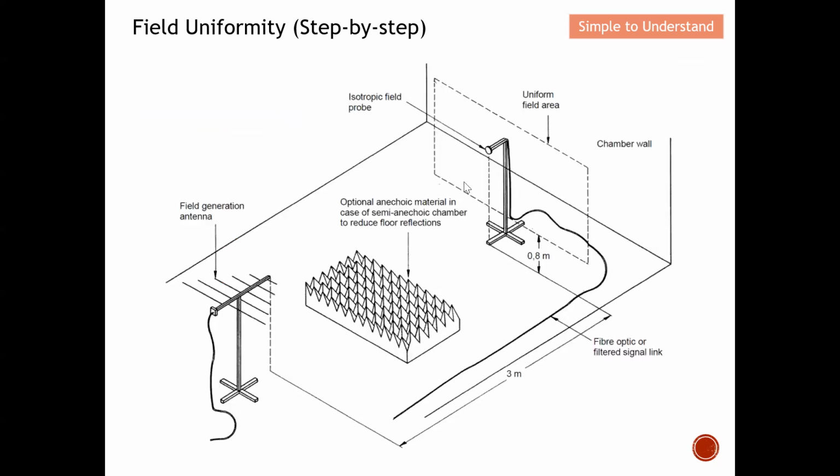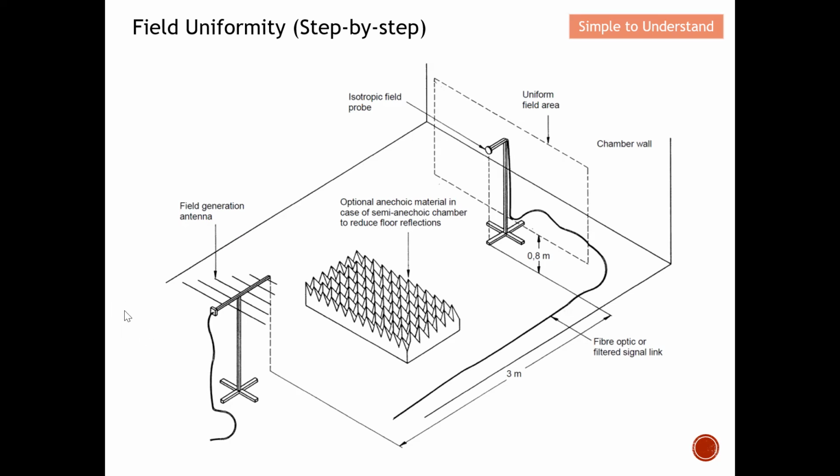Okay, before we go into the second step, let's quickly look at this diagram here. This diagram shows how we can prepare the chamber. As I mentioned early on, the signal generator will typically be in another chamber. So this is one chamber, and we have another chamber to house the signal generator.